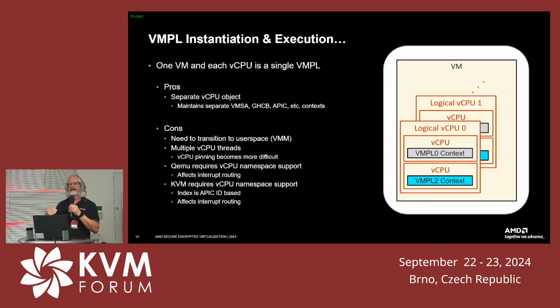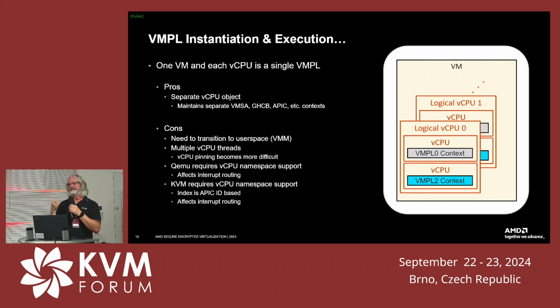The cons are that we have to transition to user space. When we start now having multiple vCPUs, it becomes a little more difficult for vCPU pinning. The VMM is going to have to know that if you want to pin vCPU 0 and you have multiple threads for each VMPL, you're going to have to track those and make sure that you pin those appropriately, versus just a single thread.